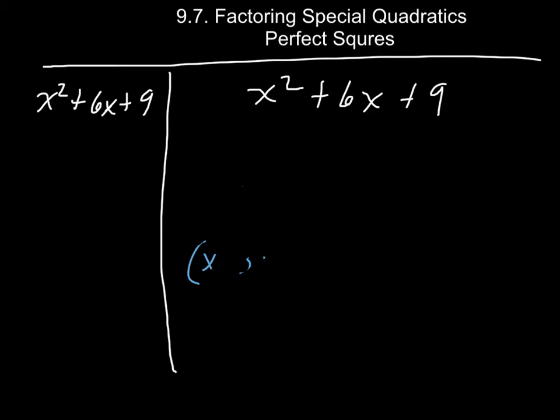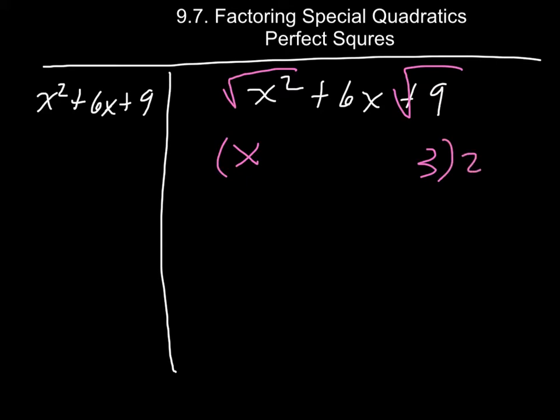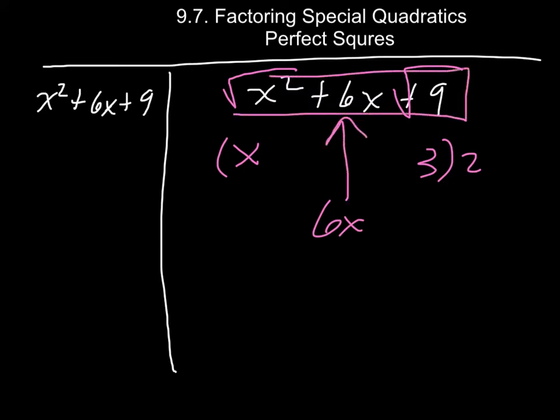I want you to take the square root of the first term. Okay, so take the square root of the first term. And the square root of the first term is x. Then take the square root of the last term and make sure you include the 9, or the positive sign. Square root of that is 3. And then multiply this by 2. So if you multiply 3x times 2, that gives you 6x. That is the same as your b term. That means this is a perfect square trinomial.